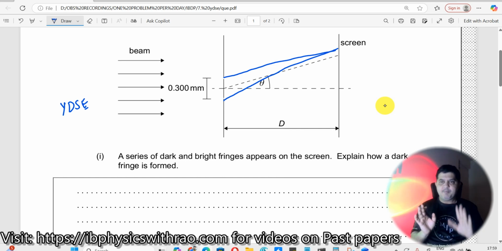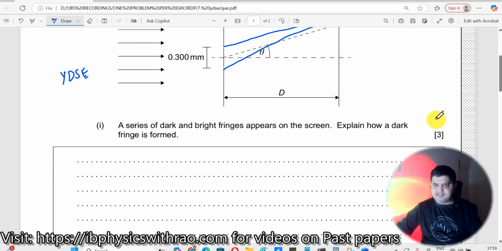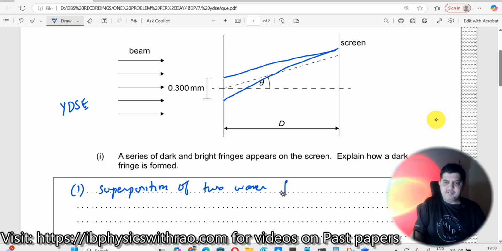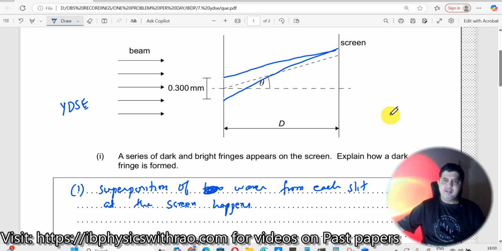Now let us write it down. How do we answer? This is for 3 marks, so you need to put 3 points out. The first point is the superposition of waves from each slit at the screen happens. That is for 1 mark.